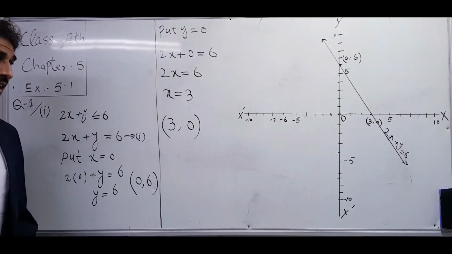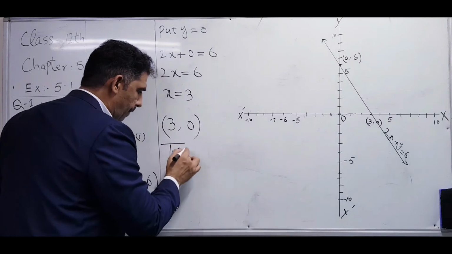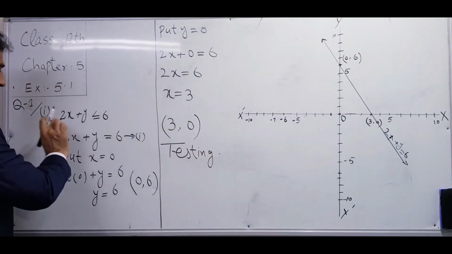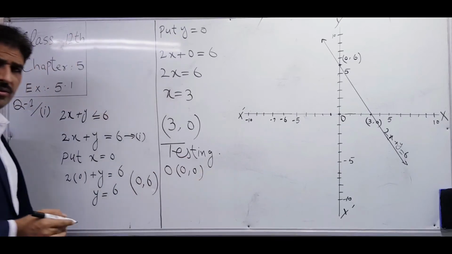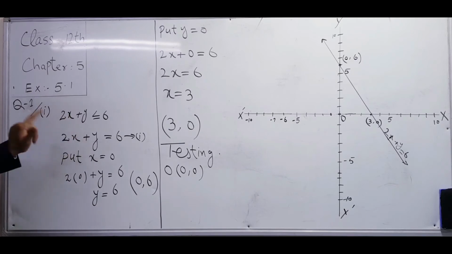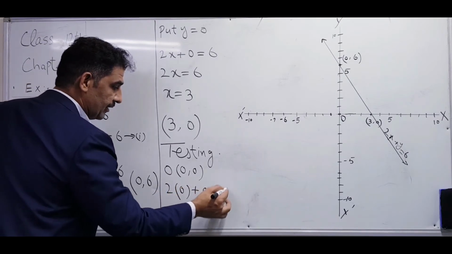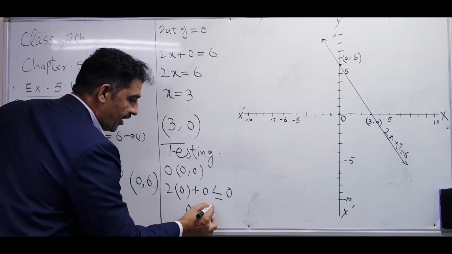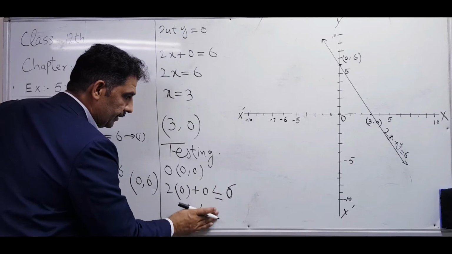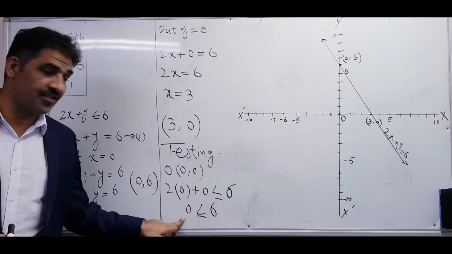Now, after drawing the line, we have to check the testing point. Which point are we taking as the testing point? The origin. Good. Test it in this inequality. What is the value of the origin? 0, 0. Put the origin's values in place of x and y: 0 for the x coordinate, plus 0 for the y coordinate, and use the same sign that is given; don't change it. So 0 is less than or equal to 6. Is that true or false? True, because 0 is less than 6.